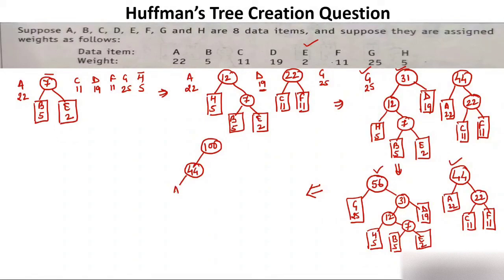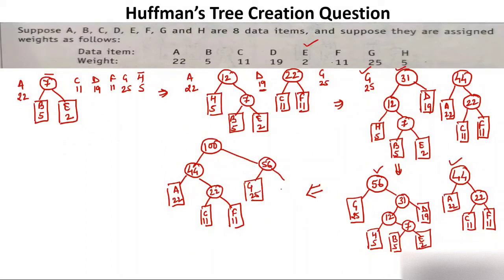So 44 left you have A22. 44 right you have 22. Then 22 left you have C11, and 22 right you have F11. Fine. Then you have 56. Let me make it a little more far from this place. 56, then you have G25, and at right you have 31. 31 right you have D19, 31 left you have 12.